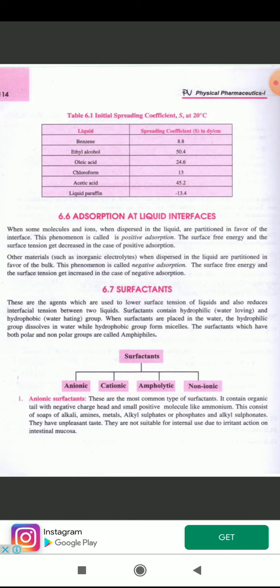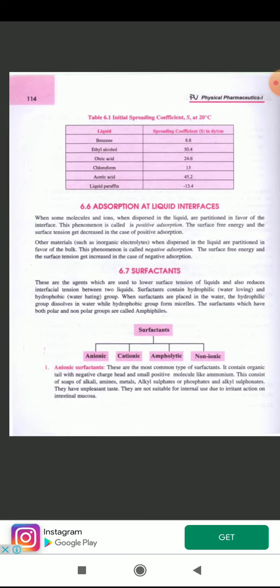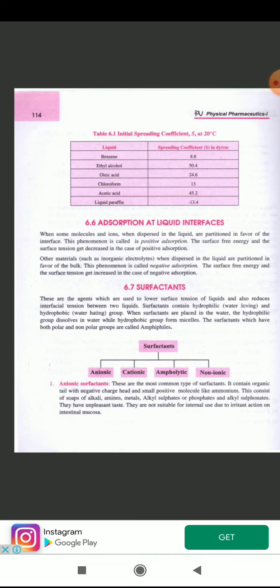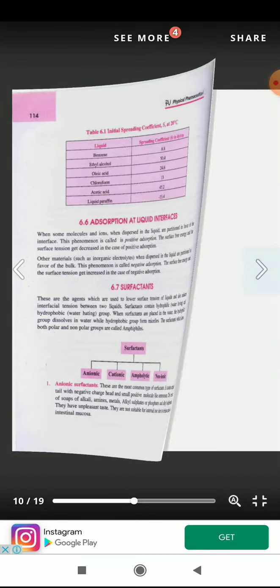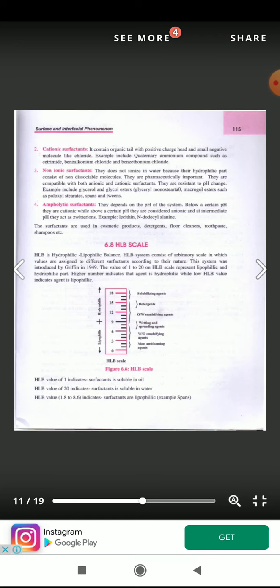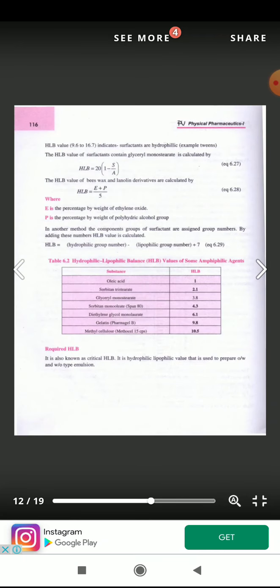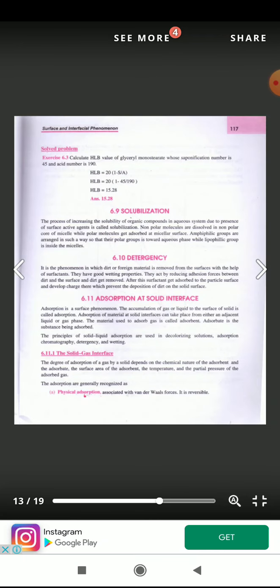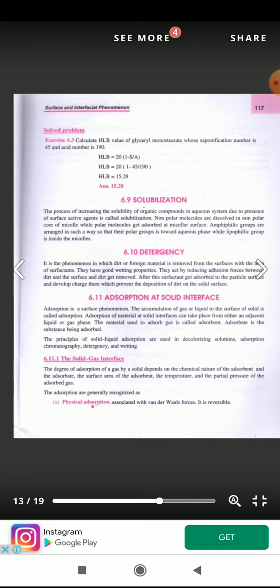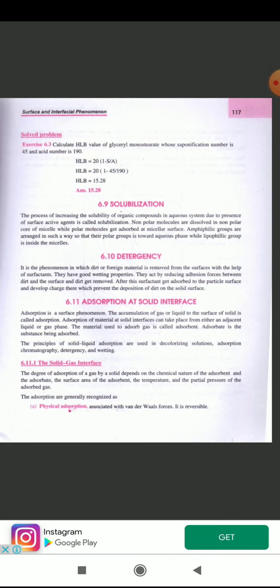And negative adsorption is which are partitioned in favor of bulk. Only to the interface is positive; on the whole bulk we call it as negative adsorption. And surface free energies and the surface tensions get increased in case of negative adsorption. Okay, and HLB scale, already we have given this one along with surfactants matters and all. And next is solubilization. This is also a 2 marks answer.